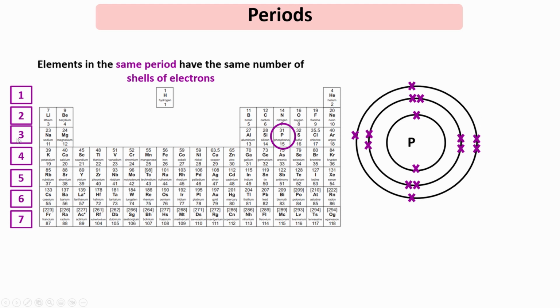If you have a look, phosphorus is in period 3, and if you count the number of shells, 1, 2, 3, it's got 3 shells of electrons. So the period number tells us how many shells of electrons it has. You can also notice that there are 5 electrons in the outer shell, and phosphorus is in group 5. Remember, the group number tells us how many electrons it has in its outer shell. So just by the position of an element in the periodic table, you can work out this information.